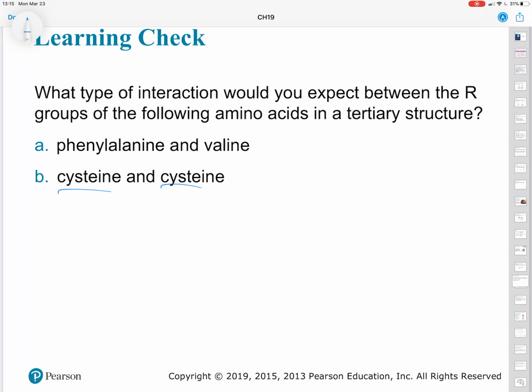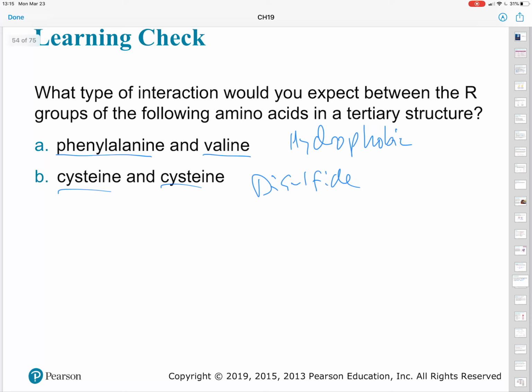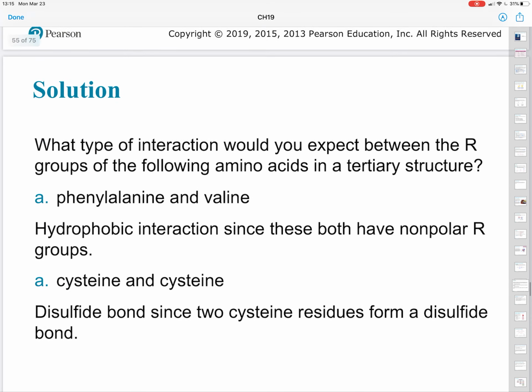We could do this. These are both cysteines that contain SHs, so disulfide. This is nonpolar, this is nonpolar. So we would say hydrophobic. So you would have to look up the amino acids if you didn't know. Take a look at their structure, at the very least, classify them as polar and nonpolar, and then you'd be able to answer that question.